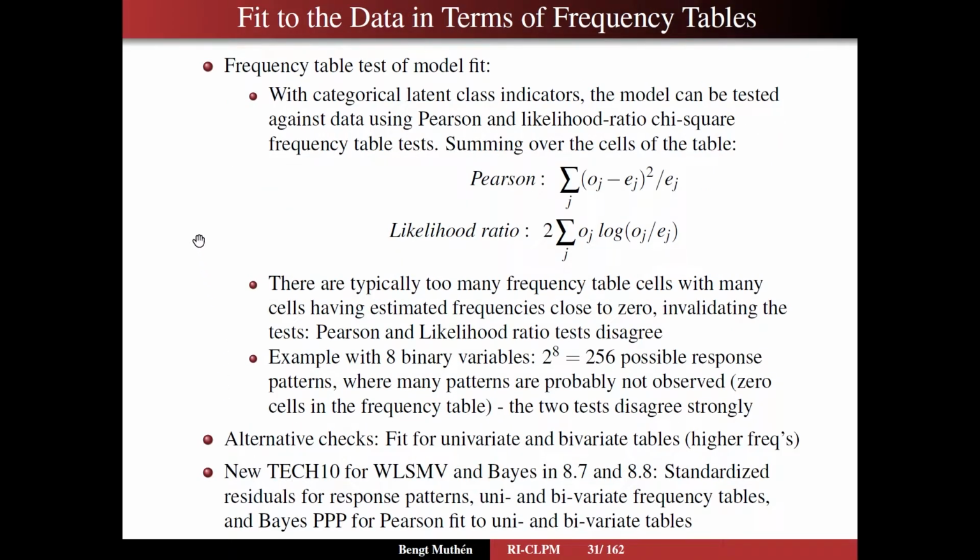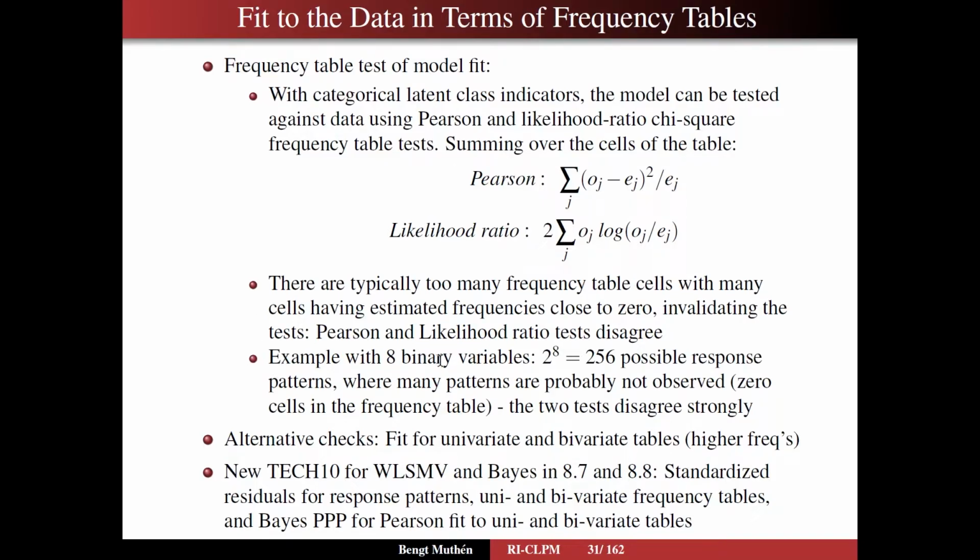Now continuing and looking at the other kind of fit, the fit to the data in terms of frequency table, we of course have a standard frequency table model fit in categorical data analysis using both Pearson and likelihood ratio chi-square tests, where you sum over all of the cells of the table. So with 5 variables you have 2 by 2, etc., 32 cells. And it's observed minus the model estimated quantity squared divided by the estimated. And likelihood ratio looks a little bit different, but asymptotically they have the same statistical properties of being chi-square distributed. But typically in our applications there are too many frequency table cells, with many cells having 0 frequencies. And then the tests don't work well and they disagree.